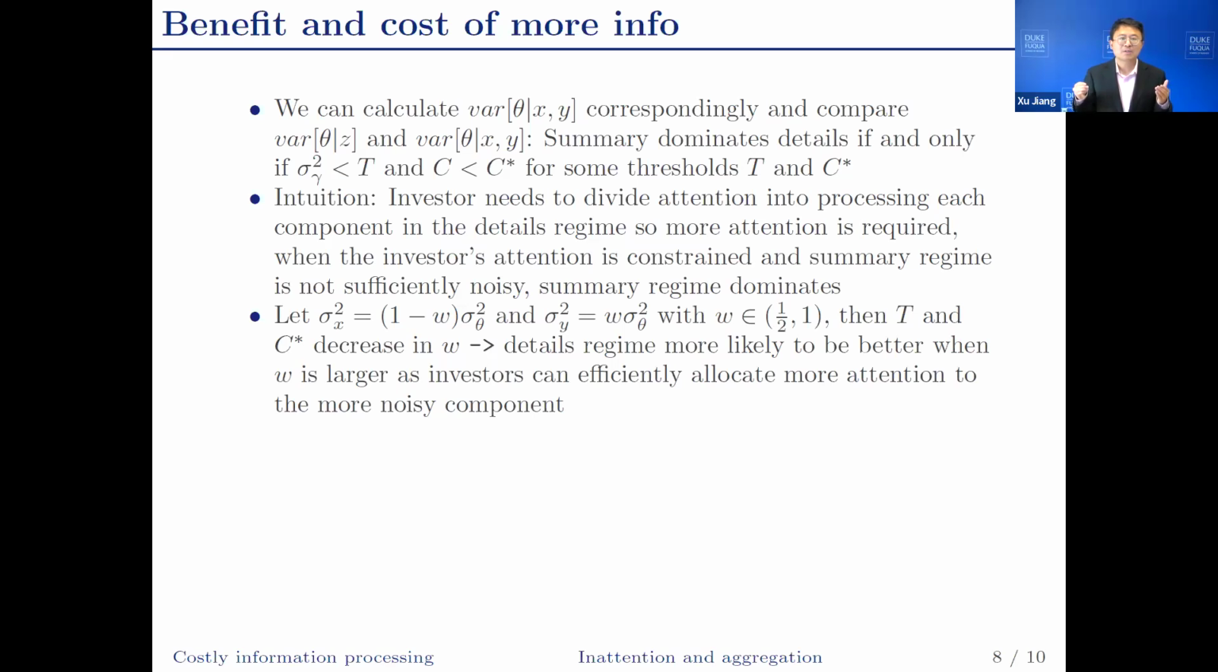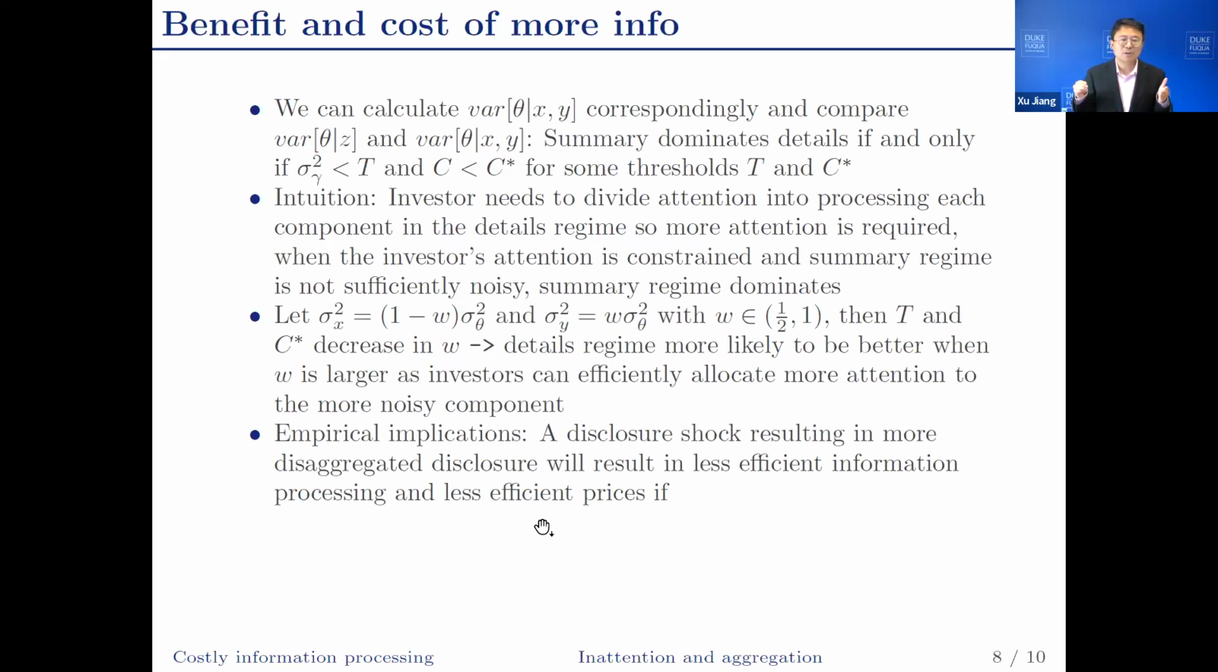Why is that? Because when w is higher, then sigma y squared is much higher. So in this case, you know a lot less about y, but you know a lot more about x. So investors can efficiently allocate more attention to the more noisy component. In the extreme case, when w equals 1, investors know perfectly about x. Investors are going to devote all of their attention to y. And that results in completely efficient attention allocation.